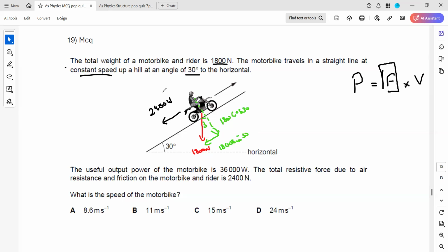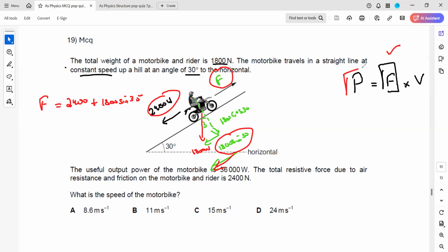So 1800 sine 30 is backward, and 2400 is also backward. To maintain a constant speed, how much force does it have to apply? Say the force is F. So F will equal 2400 plus 1800 sine 30. Is it clear? F is a forward force, while 2400 and 1800 sine 30 are backward forces. These two forces oppose the motion, and they are balanced by the force of the engine F.